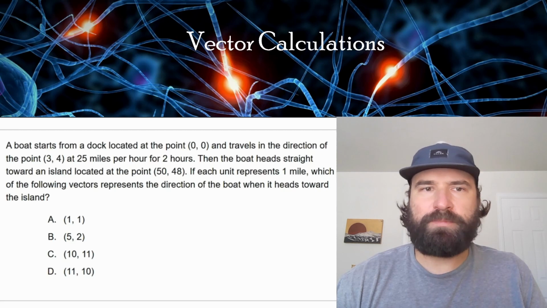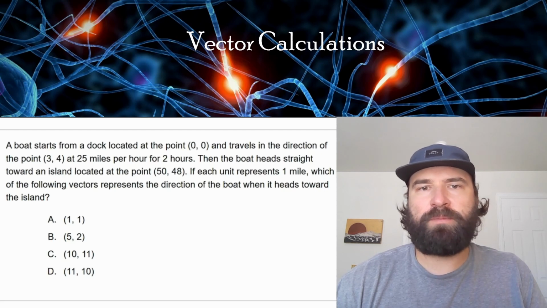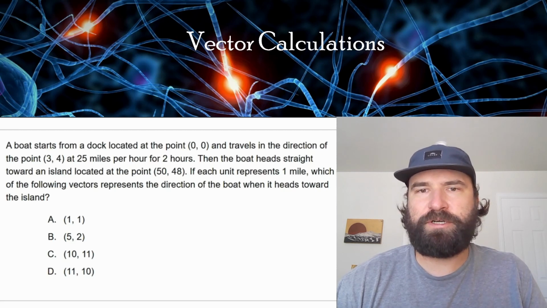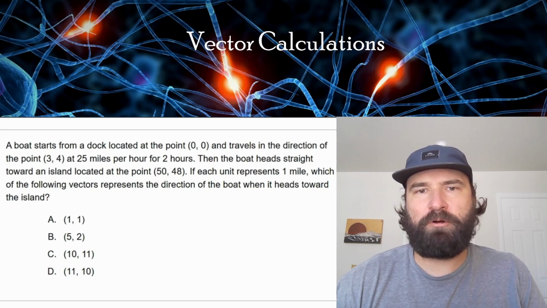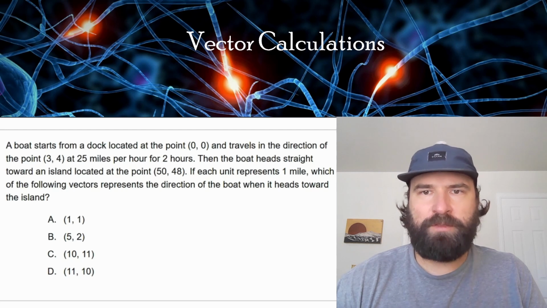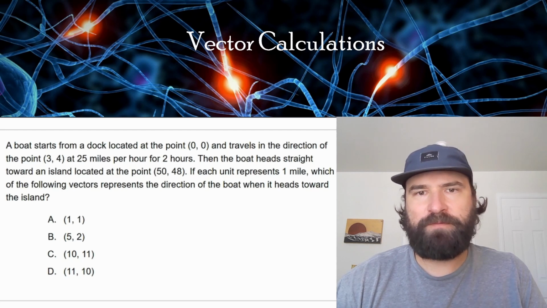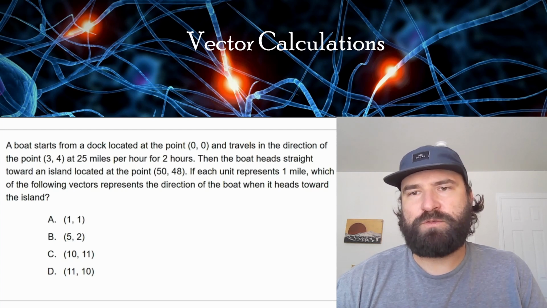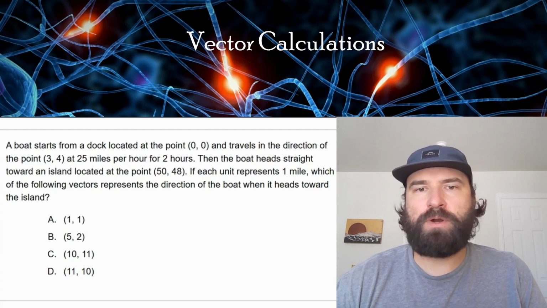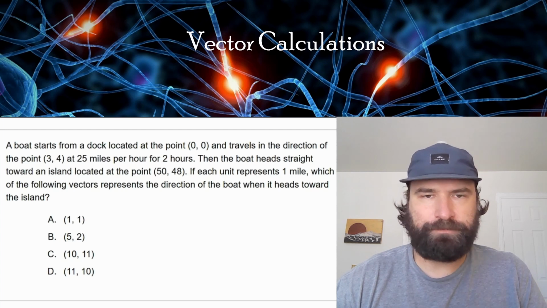All right, let's run through another MTEL question. This one says, a boat starts from a dock located at the point (0, 0) and travels in the direction of the point (3, 4) at 25 miles per hour for 2 hours. Then the boat heads straight towards an island located at the point (50, 48). If each unit represents 1 mile, which of the following vectors represents the direction of the boat when it heads towards the island? All right, let's draw a coordinate plane first.